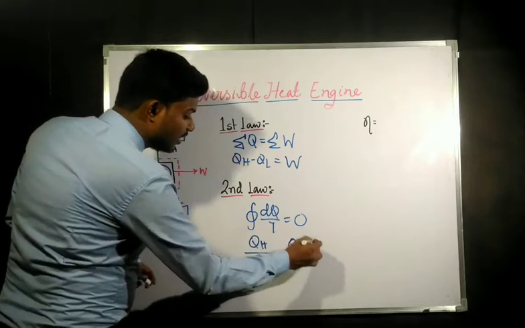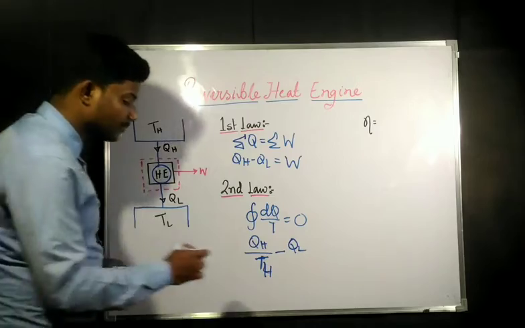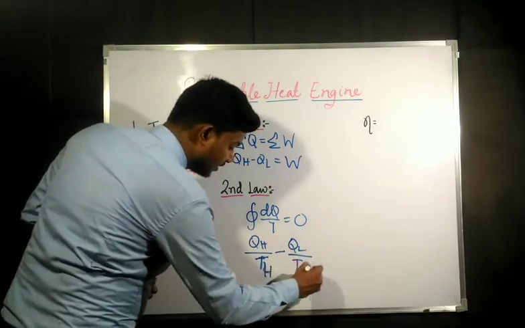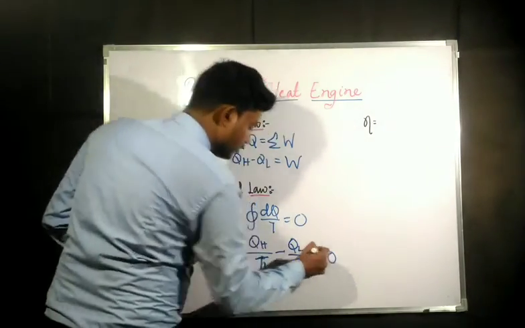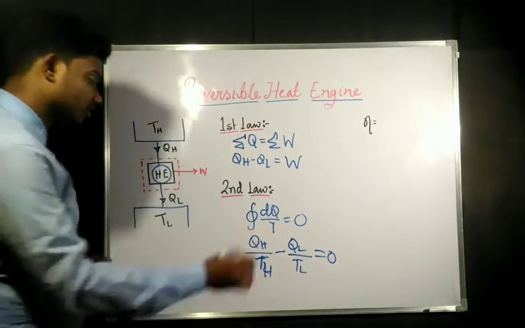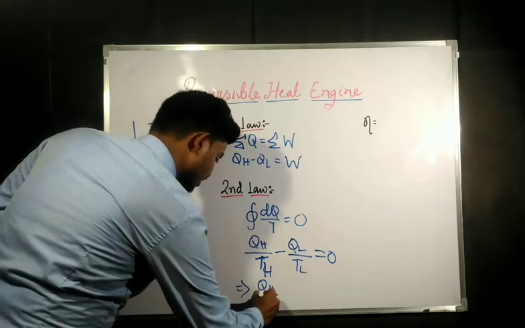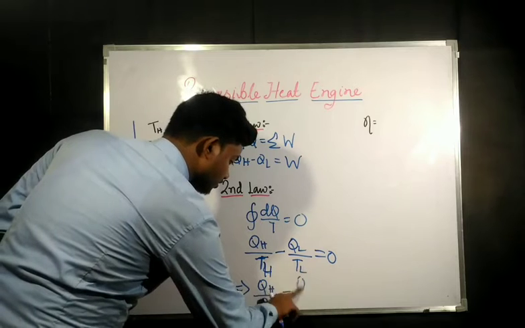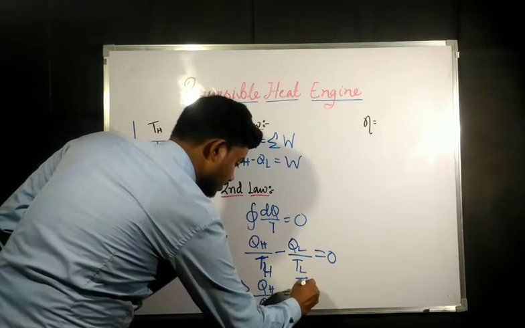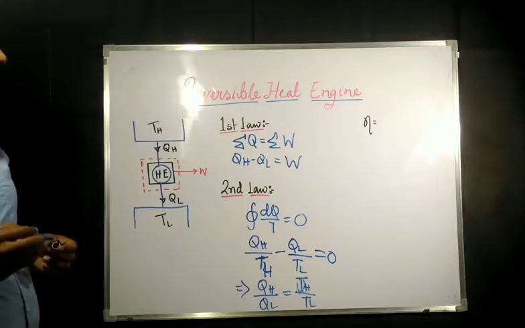And what is the amount of heat that is getting rejected? That is QL. And at what temperature? The temperature would be TL. Okay, this is going to be the second law equation. So from this equation we can easily write that QH divided by QL is going to be TH divided by TL.